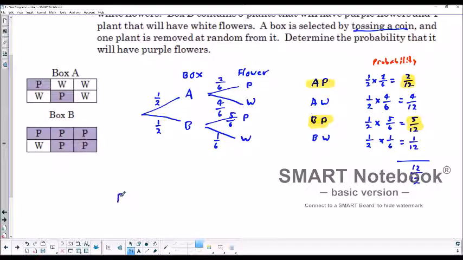So the probability of the plant having a purple flower, we add the probabilities together. 2 over 12 probability that comes from box A, plus 5 over 12 probability that comes from box B. Therefore, we have a 7 in 12 probability that we will select a plant with a purple flower.